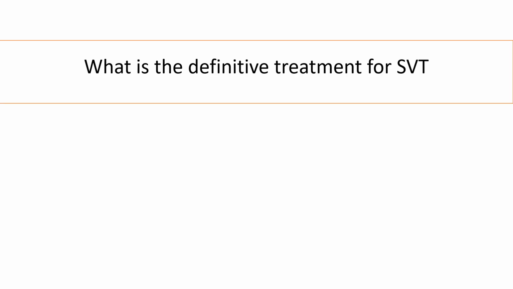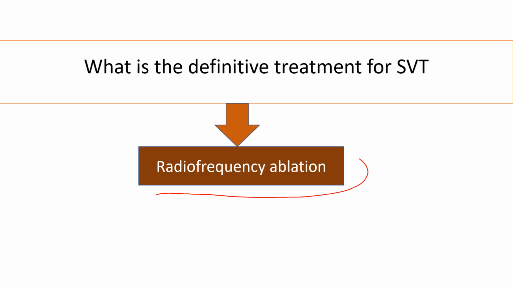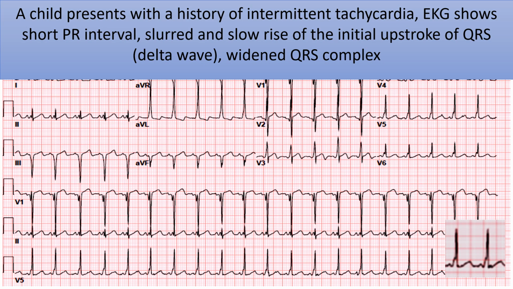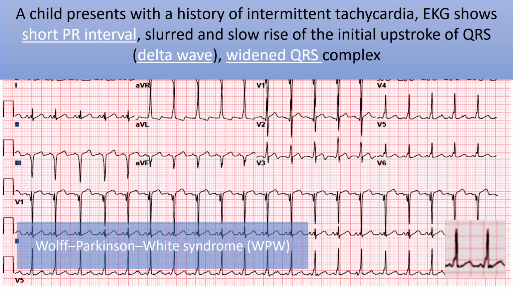What is the definitive treatment for supraventricular tachycardia? Radiofrequency ablation. A child presents with a history of intermittent tachycardia. EKG shows short PR interval, slurred and slow rise of the initial upstroke of QRS, or well known as delta wave, and wide QRS complex. What is the most likely diagnosis? Wolff-Parkinson-White syndrome. The key words for this syndrome: short PR interval, delta wave, and wide QRS.